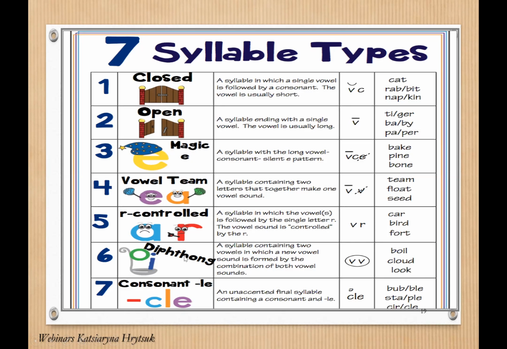And consonant with LE, be careful. We have this consonant, an unaccented final syllable containing a consonant and LE. Bubble. So be careful, bubble. So we read it like ooh, but we don't read bubble, right? We read bubble, ooh. Staple, ooh. Very short, so we don't read also E. Circle. So these are 7 types, okay? The main 7 syllable types in English.